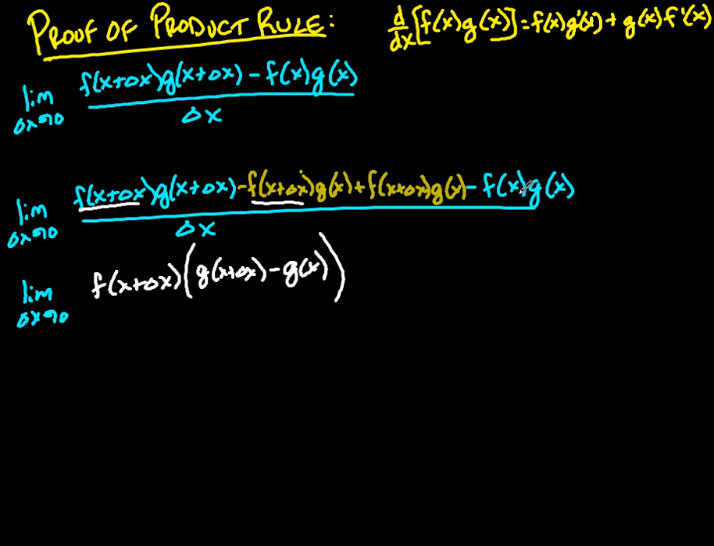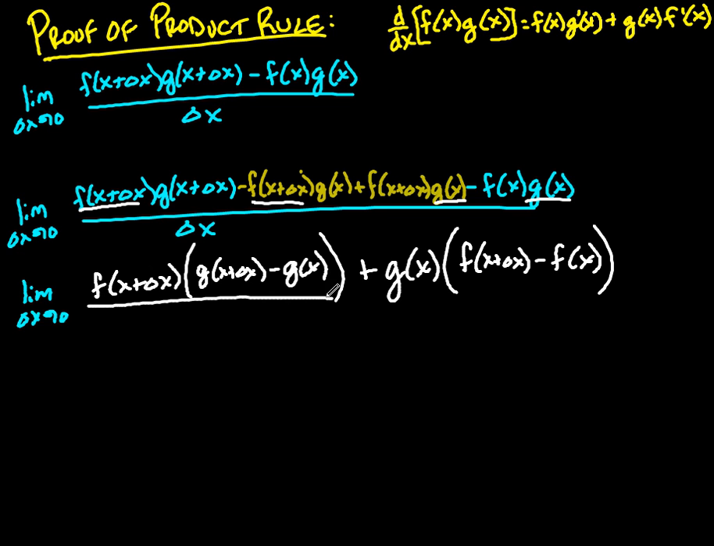Okay, let's do the same with this one. What do they have in common? Well, they have a g of x in common here. So if I pull that out, I'd have f of x plus delta x minus f of x left behind, because I had, again, g of x in common. Now, all that is over delta x. What I'm going to do is split this into two different fractions, like 1 half and 3 halves can become 4 halves. I can split it back into its individual pieces the same way.